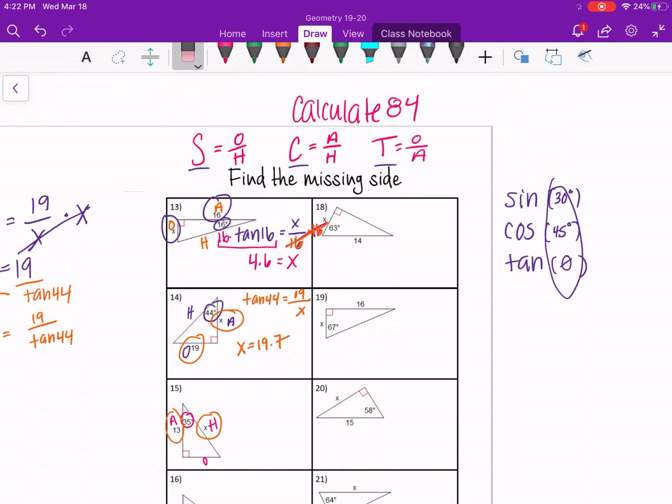Which trig function uses A and H only? So again, I say, oh, I don't know anything about O, so it can't be that one. I've got A and H. So it looks like I'm good. I don't even need to go on to tangent. I'm going to need to do cosine of the only number in the problem that's allowed to go next to cosine, which is 35, equals adjacent over hypotenuse.